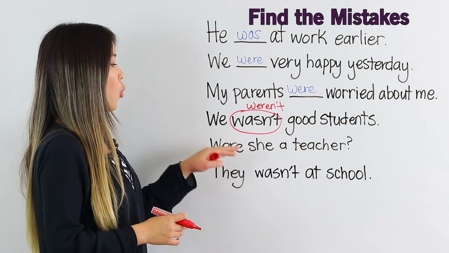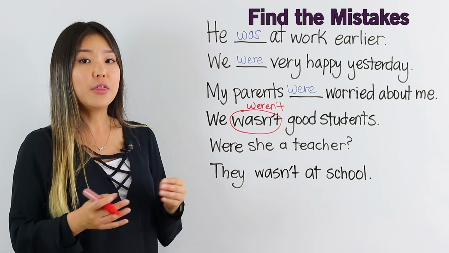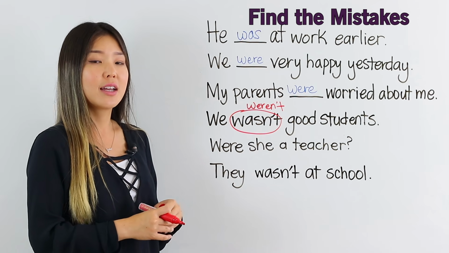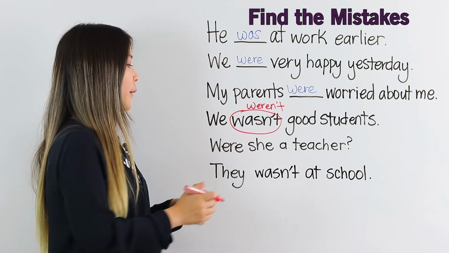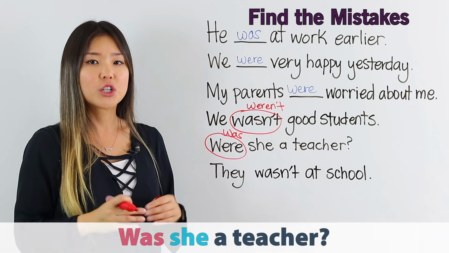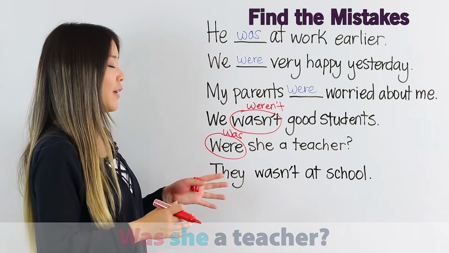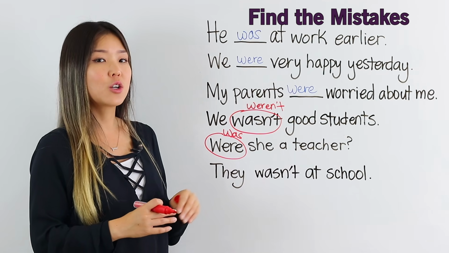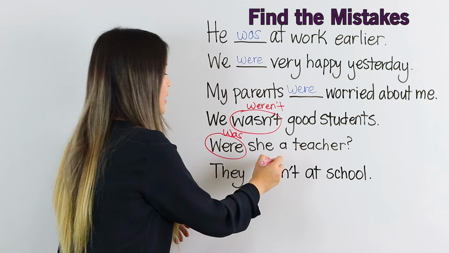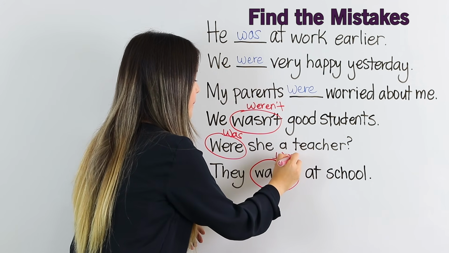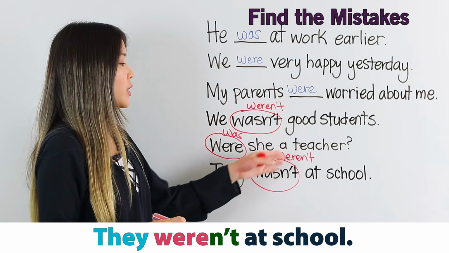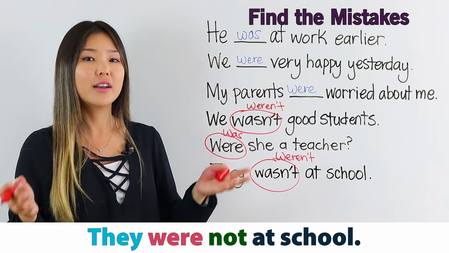The next one says, were she a teacher? Now this is a question, so the be verb comes at the beginning. That's correct. But the subject here is she. Therefore, we need to start with was. Was she a teacher? And finally, they wasn't at school. The subject is they. So the answer is they weren't at school. You can use the contraction weren't or were not.